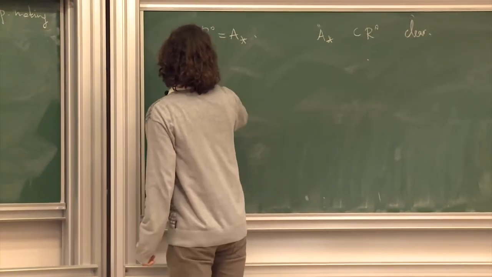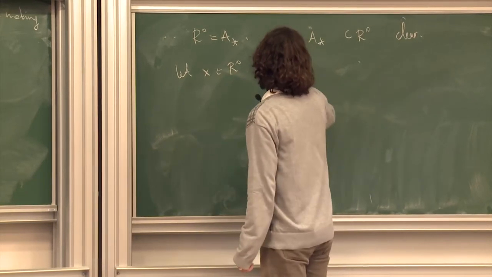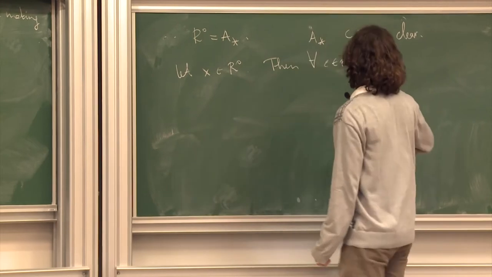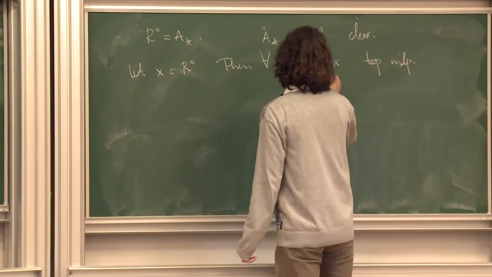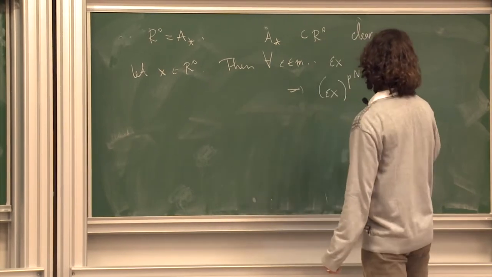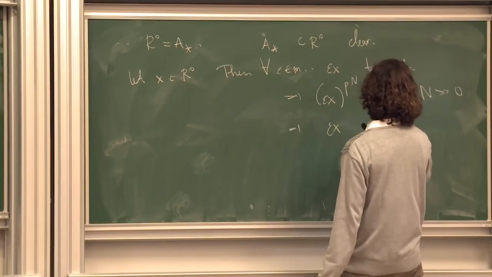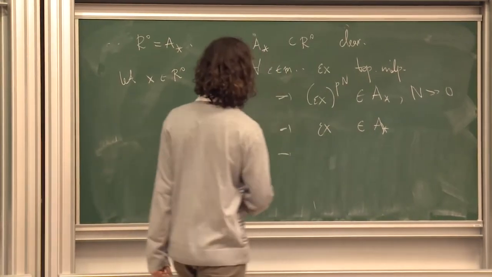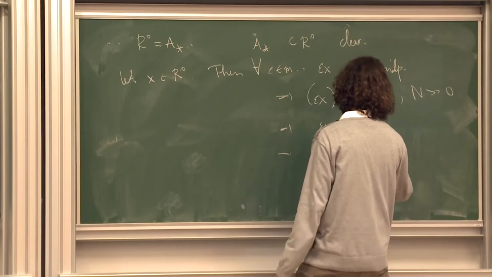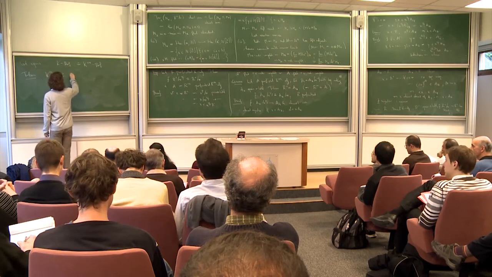And for the other direction, assume that X is power bounded. Then for all epsilon in the maximal ideal, epsilon times X is topologically nilpotent. And in particular, there exists some big N such that epsilon times X to the p to the N will be in A lower star for N large enough. And this implies that epsilon times X is in A lower star by the previous lemma. And hence, X again defines an almost element of A lower star. And hence, X itself, by the description of almost elements, is in A lower star. And so now we have to prove that we have the following equivalence.